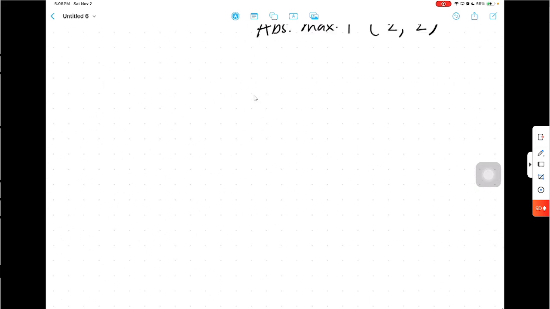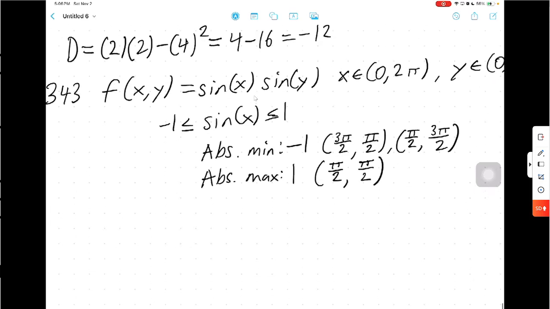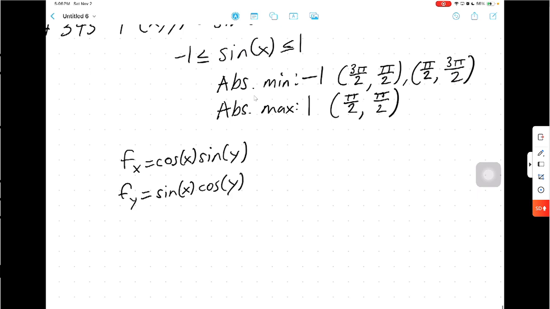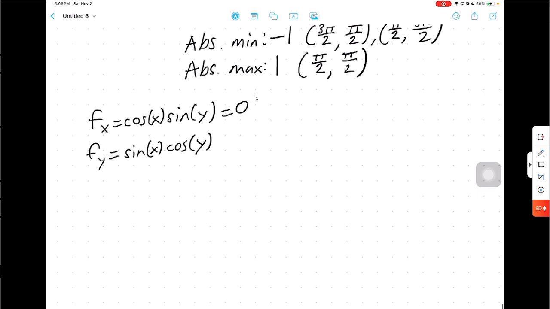Awesome. Let's just go find the saddle points and we'll be good to go. Cosine x sine y, f of y is equal to sine x cosine of y. Let's set them equal to 0. These both have to be equal to 0. So we need either the cosine of x and cosine of y to be 0, or the sines to be both 0.